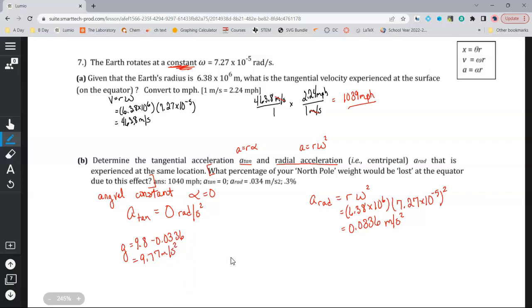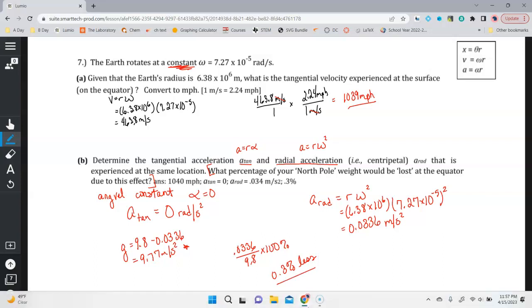If we look at that change, we get 0.0336 divided by 9.8 times 100. So this would be kind of our new g at the equator. So the difference between the two divided by the original times 100%. So that's going to be about 0.3% less than at the North Pole. So that is what we are looking at.